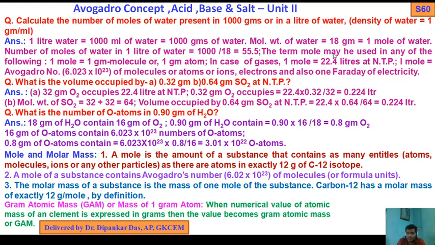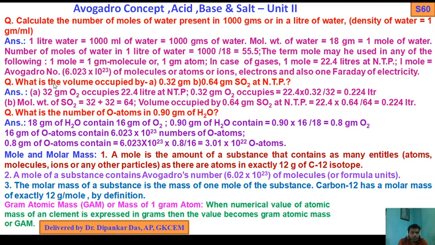So the term mole may be used in any of the following ways: 1 mole equals 1 gram molecule or 1 gram atom. In case of gases, 1 mole equals 22.4 liters at NTP, and 1 mole equals the Avogadro number, as you know, 6.023 into 10 to the power 23 molecules, atoms, ions, or maybe electrons. Also 1 Faraday of electricity.